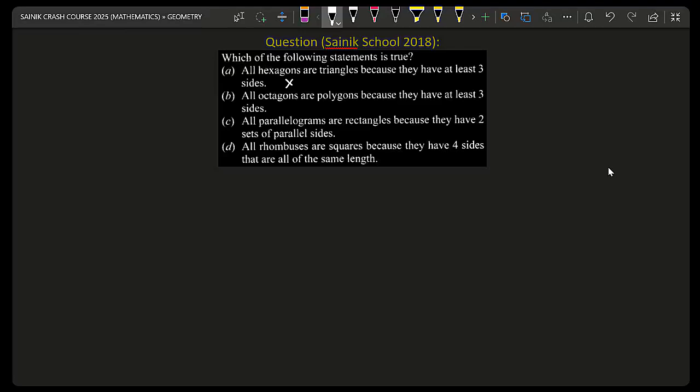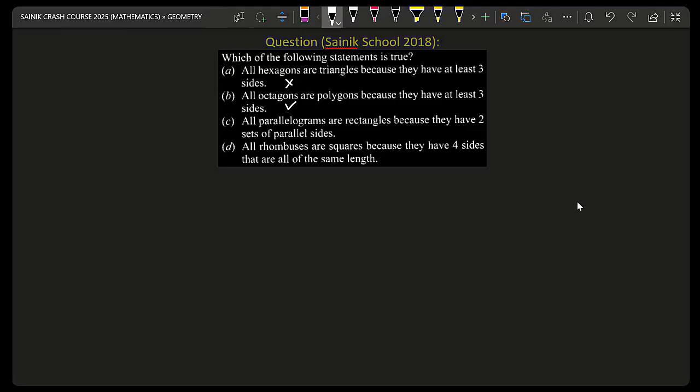So at least 3 means 8 is satisfied. At least 3 means 3 or more, so 8 is there in the list of 3 or more. And to create a polygon, minimum how many sides are required? Sir, 3 sides. Yeah, that's why it is true. So every octagon can be called a polygon. Even though we got the answer in option B, we need to check C and D.